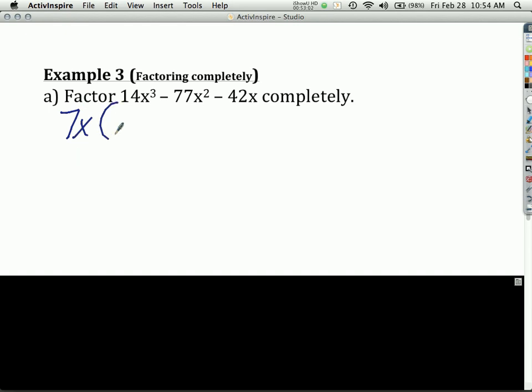Now we have to put what's left. 7x times, 7 times 2 will get me the 14. X times x squared will get me the x to the 3rd. 7 times negative 11 will get me the negative 77. X times x will get me the x squared. 7 times negative 6 will get me the negative 42. X times 1 will give me x, so I'm done.